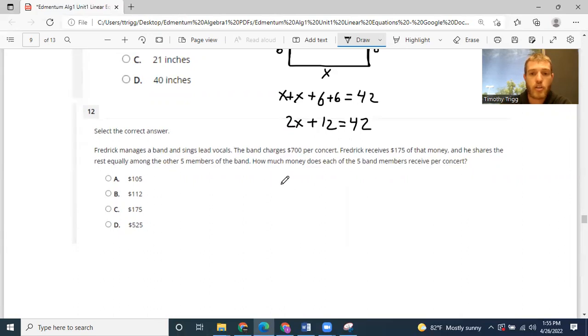So Frederick receives $175. Each of the other five band members receives an equal amount. And the concert is $700. So here we'd solve for X. The first step would be to subtract 175 from both sides of the equation. Then figure out the rest.